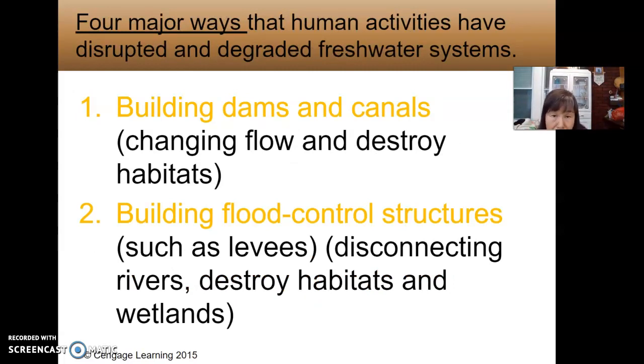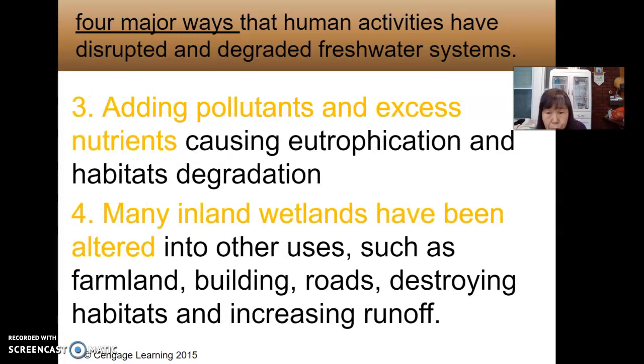So to summarize human activity: 1, building dams and canals, changing flow and destroying habitats. 2, building flood control structures such as levees, disconnecting rivers, destroying habitats and wetlands. 3, adding pollutants and excess nutrients, causing eutrophication and habitat degradation. And then number 4, many inland wetlands have been altered into other uses, such as farmland and building roads, destroying habitats and increasing runoff.